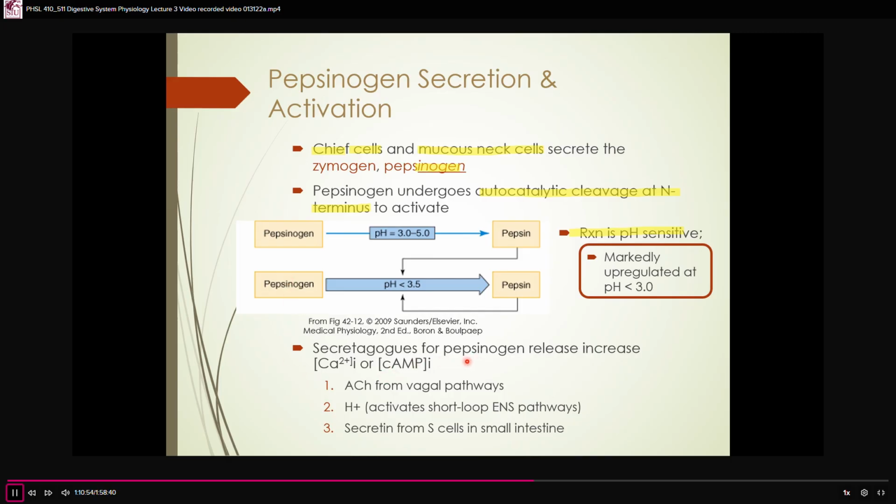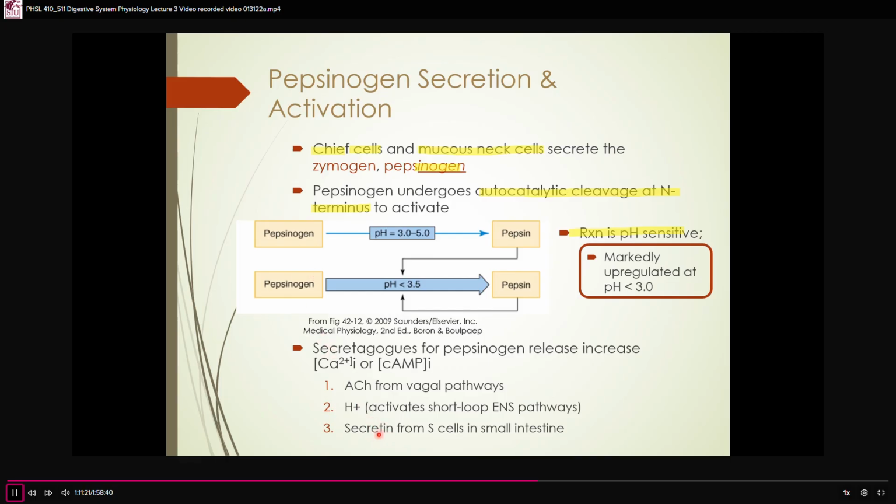The secretagogues that would activate those chief cells and get them to increase their release of pepsinogen would be, again, acetylcholine acting through M3 receptors and increasing cyclic AMP, and hydrogen itself, because the acid, when it's present, activates these short loop ENS pathways that stimulate the chief cells to release pepsinogen.